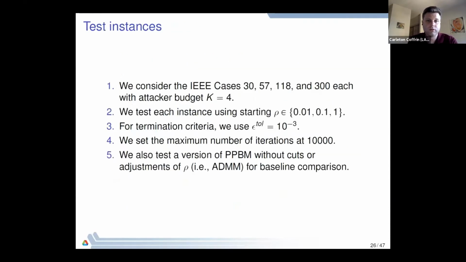We consider 4 IEEE case instances. We fixed the budget at 4. We consider 3 starting rho values. Then there are the other parameters for the experiments, including the tolerance, maximum number of iterations, and so on. We compare ADMM for baseline comparison, where there are no cuts and no adjustments of rho.